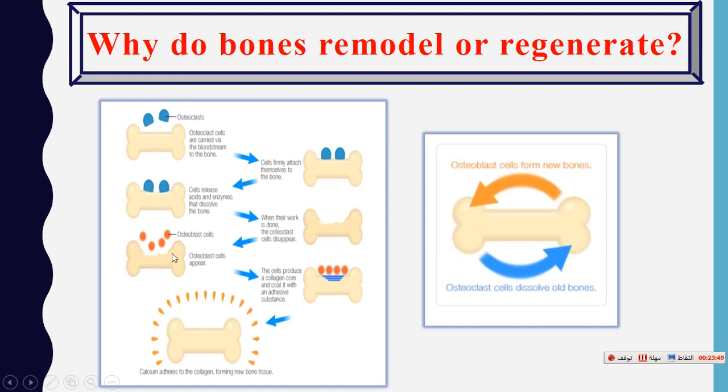To form the mineralization of the bone, it forms collagen fibers and then coats these collagen fibers with an adhesive substance to help the calcium adhere to them, because new bone formation cannot occur without calcium. It needs calcium incorporated inside the bone to form new bone. So this is why the bone remodels or regenerates, and this is the remodeling process.